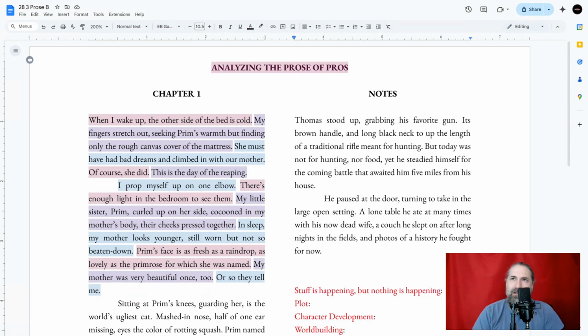But today was not for hunting nor food. Yet he steadied himself for the coming battle that awaited him 5 miles from his house. Okay, that's saying a lot right there. So now the new movement is we got to get out of the house because we brought up the house. We brought up there's a war. So we got to get him to leave. And he paused at the door, which means he was leaving. So I don't have to write he headed towards the door, or he opened the door, or whatever. He paused at the door, turning to take in the large open setting, and then you have to define the setting. Okay, so you have to think of that when you're writing.